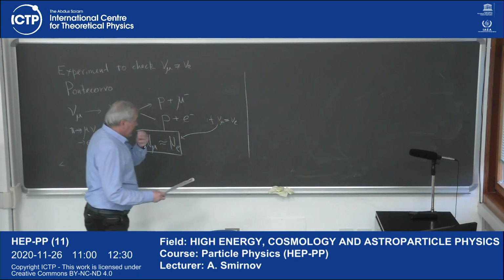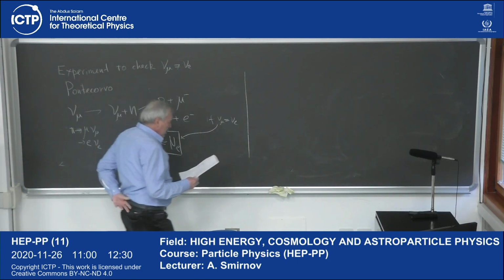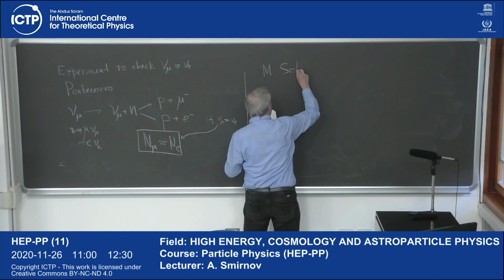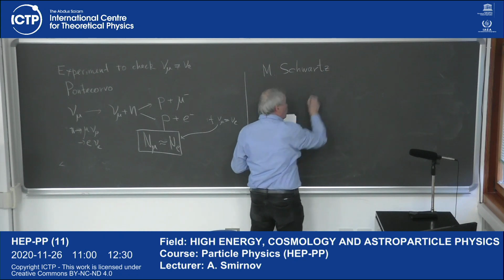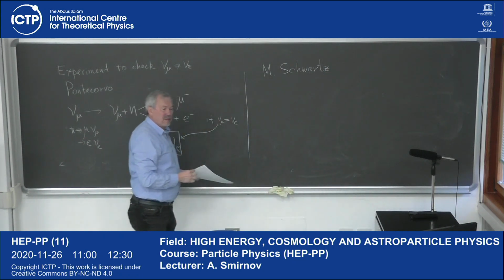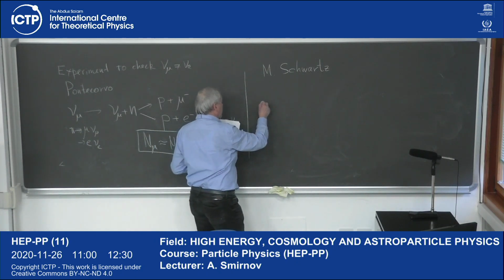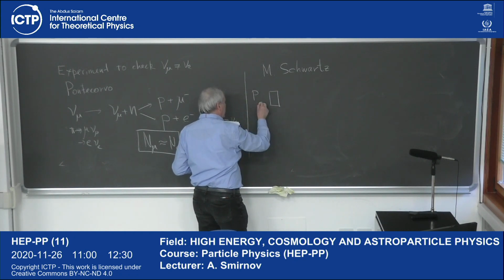Now, the experiment was performed already in the beginning of the 60s, and it used a technique invented by Melvin Schwartz to create neutrino beams. And still we are using this technique. So how can one create a neutrino beam? First, you accelerate protons, so that's from an accelerator, nice acceleration.